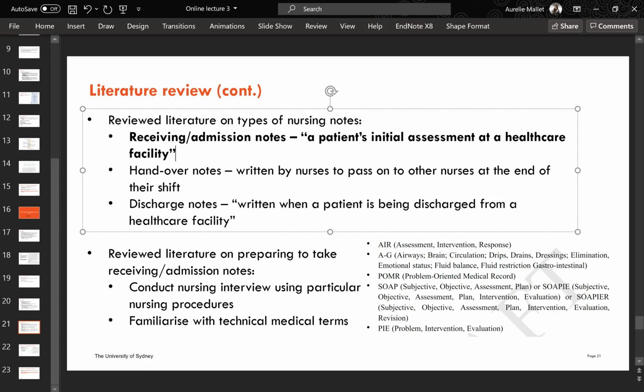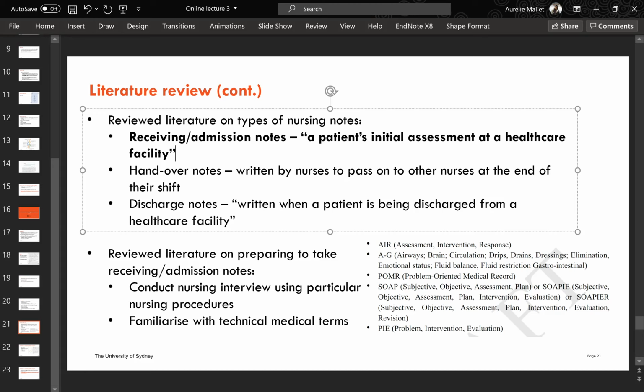Third type of nursing note is discharge notes. They're written when a patient is being discharged from a healthcare facility. So this is kind of like, receiving notes are when the patients first come in, and discharge notes are when they're leaving. So what has happened when the patient was at the healthcare facility, what did they have done to them, etc.